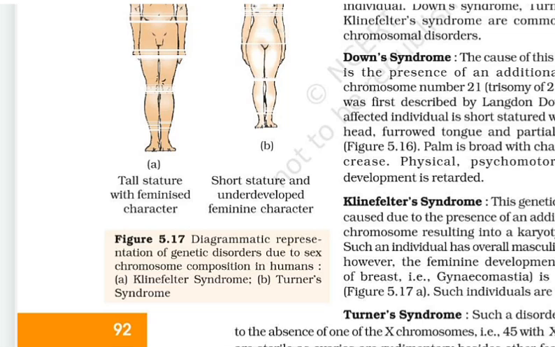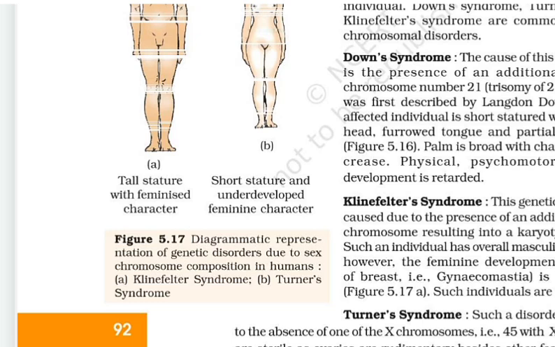Again I am repeating it. This genetic disorder is also caused due to the presence of an additional copy of X chromosome resulting in the karyotype of 47, that is XXY. Such an individual has overall masculine development. However, the feminine development, that is development of breast, gynecomastia, is also expressed. Such individuals are sterile. ठीक है?